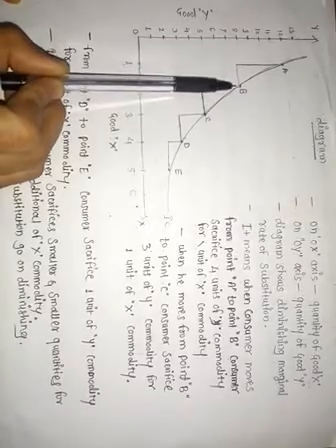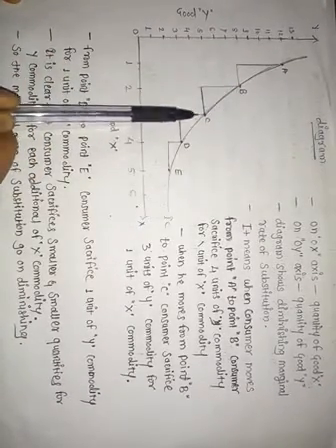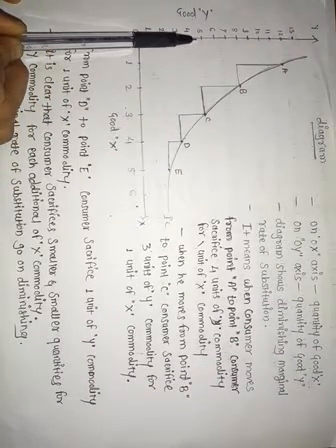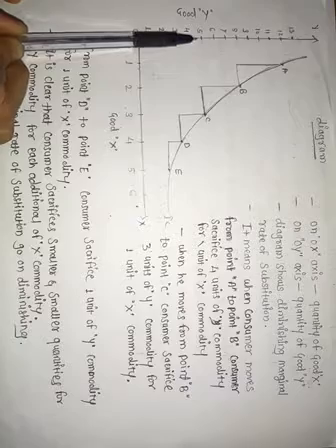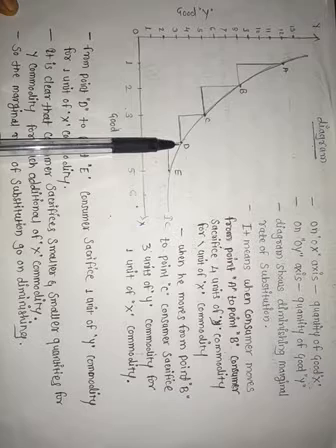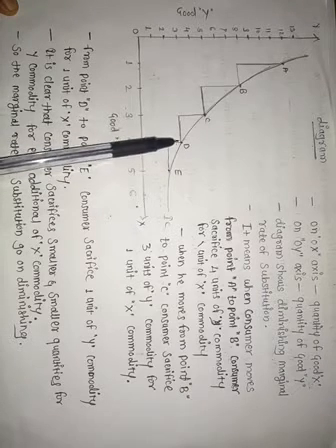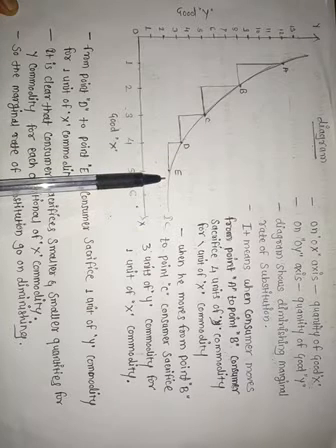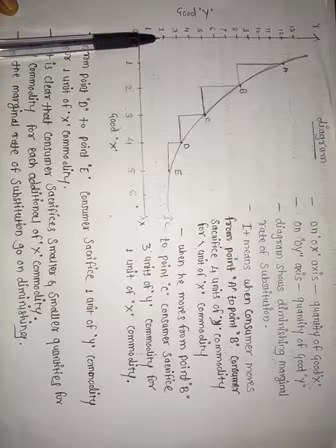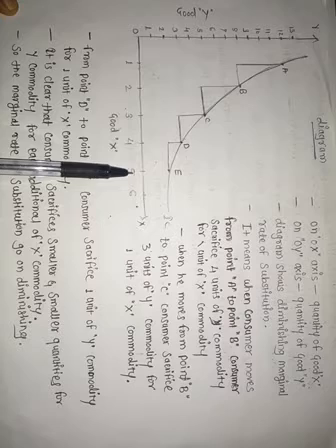Likewise, if the consumer moves from point B to point C, the consumer will sacrifice 3 units of the Y commodity. Means here, when the consumer moves from point D to point E, the consumer will sacrifice 1 unit of the Y commodity for the X commodity.